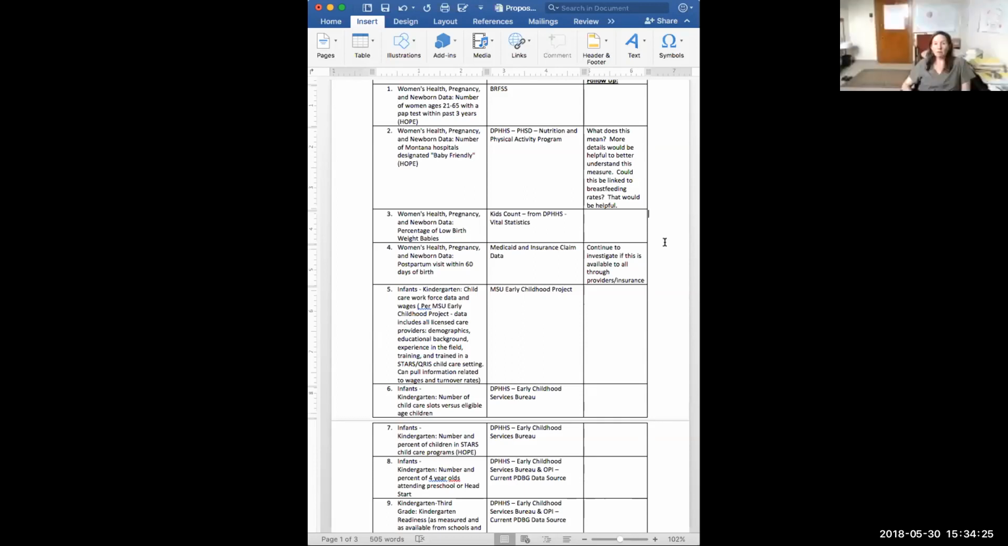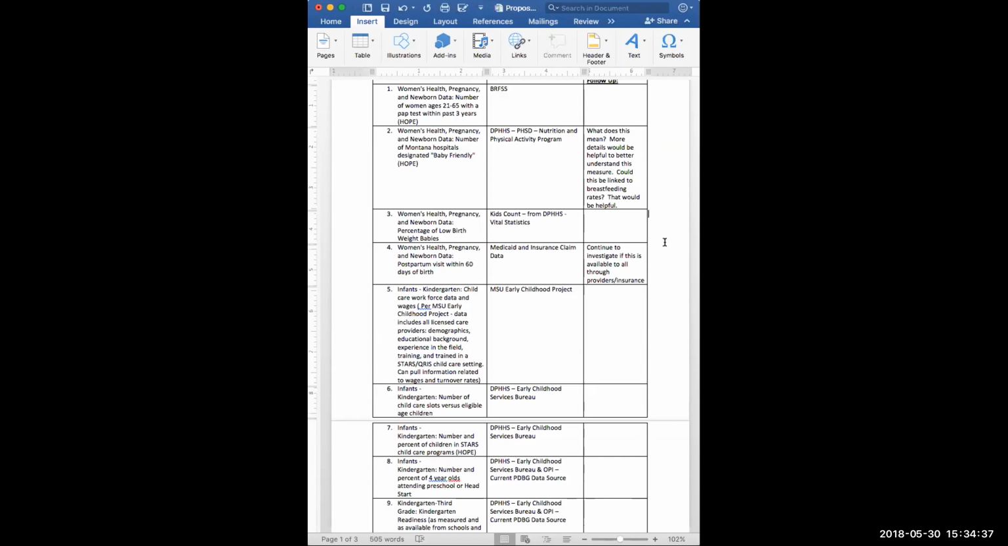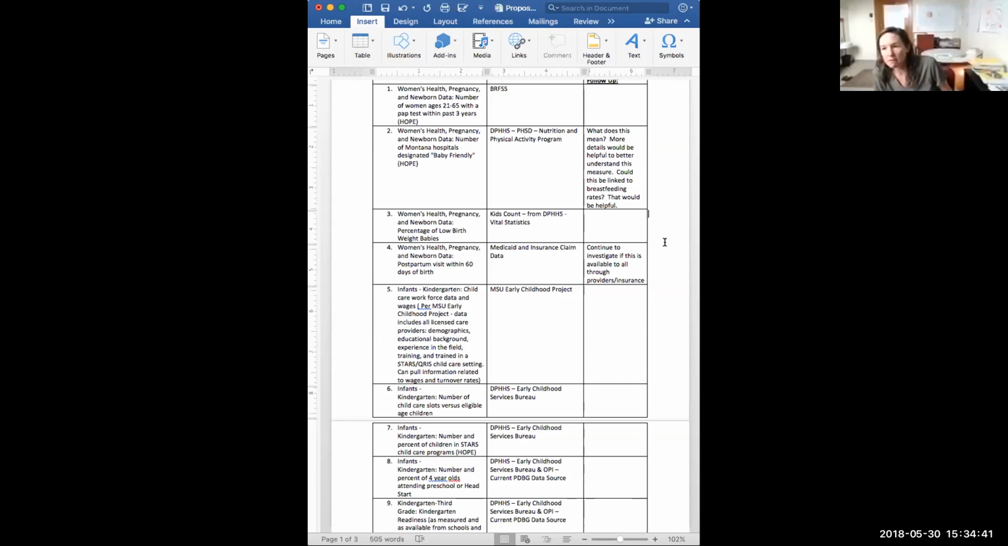How about that first one? We had to laugh about thinking that pap smears were hope measures, but aside from that, any comments that people have? And again, if someone hasn't spoken, just to get your voice in the room, that would be helpful too.